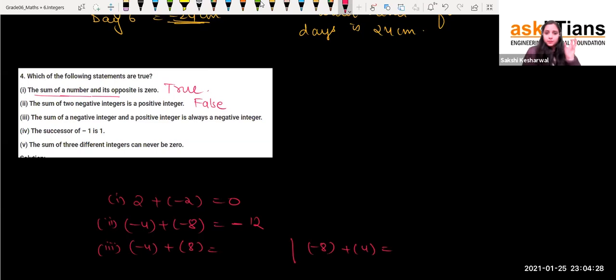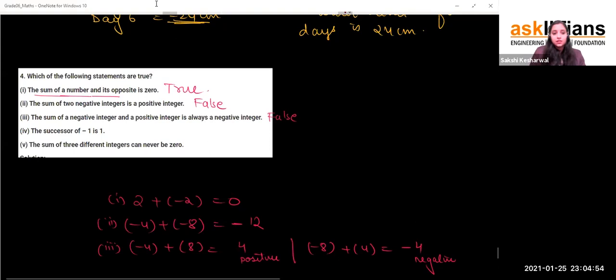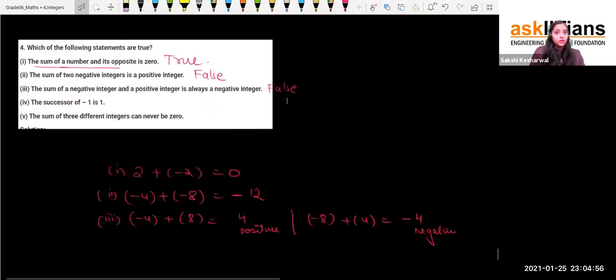So actually you will be subtracting the numbers, but you have to put the sign of the numeral which has the greater value. So -4 plus 8 will be 4, and here also 4. But this will be -4. Now one you are getting positive, and here you will be getting the answer as negative. So it's not always a negative integer, so this one is false.